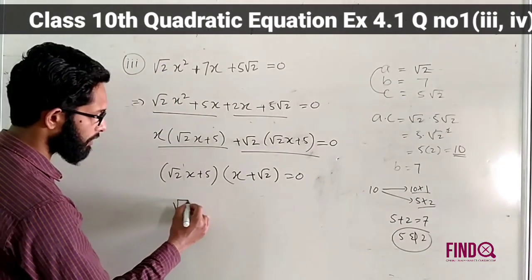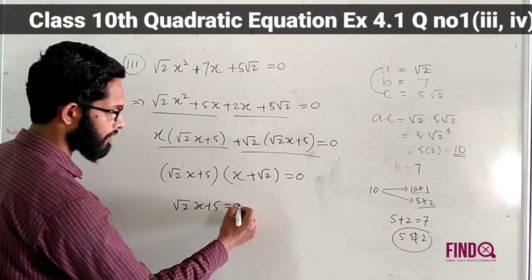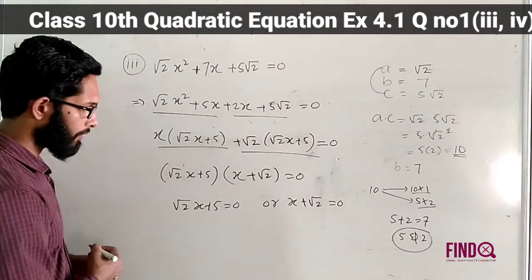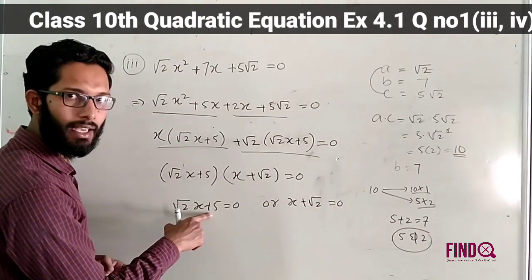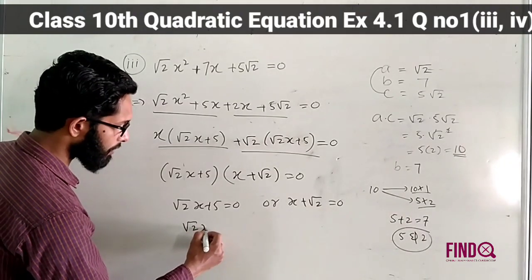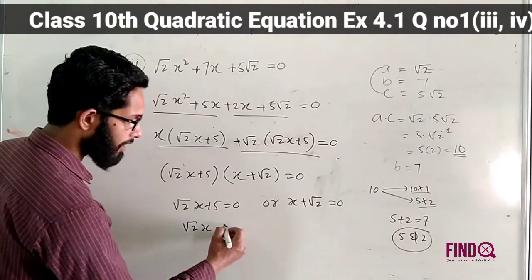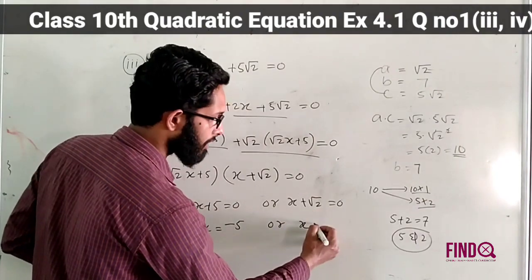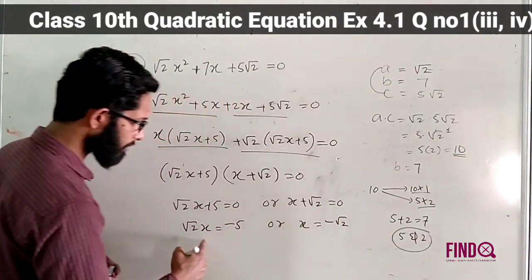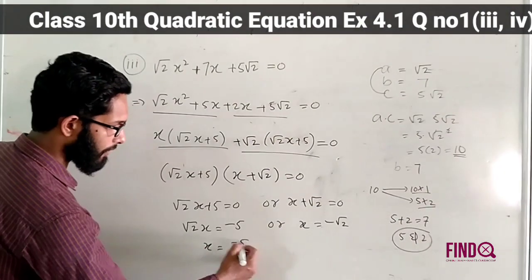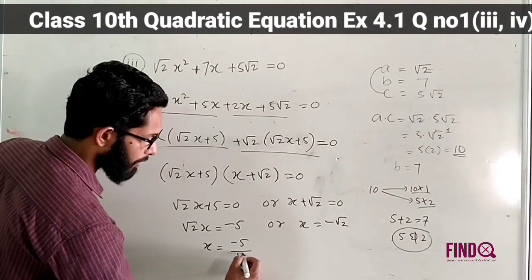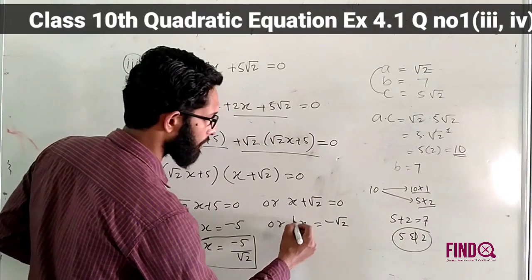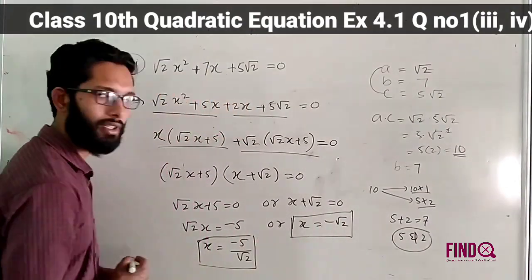Now we can write root 2 x plus 5 is equal to 0 or x plus root 2 is equal to 0. Now first here, changing the side of plus 5, we can write root 2 x is equal to minus 5 after changing the side, or here plus root 2 after changing becomes minus root 2. And here x is equal to minus 5 by root 2 after changing, divide by root 2. So this is one root and the second root is x is equal to minus root 2.